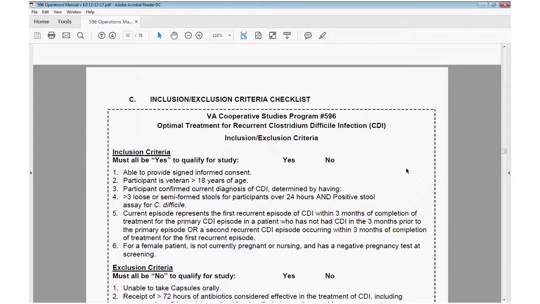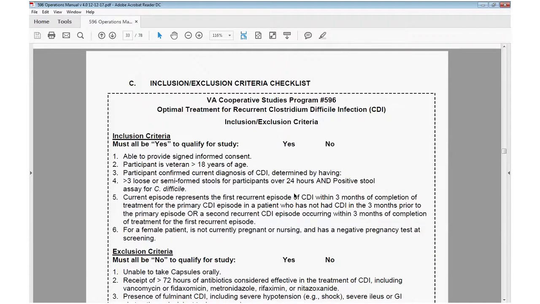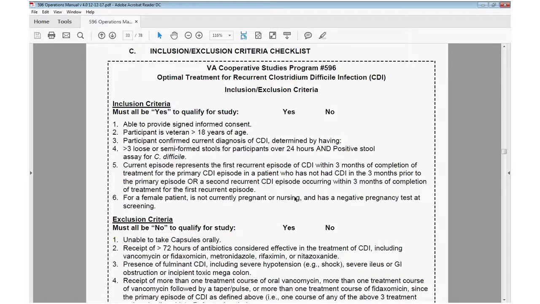Exclusion criteria checklist. While this is shared on some of the other forms, this is a more concise form, so it's a little bit easier to print out and have available. For inclusion criteria, all these must be yes to qualify for the study.